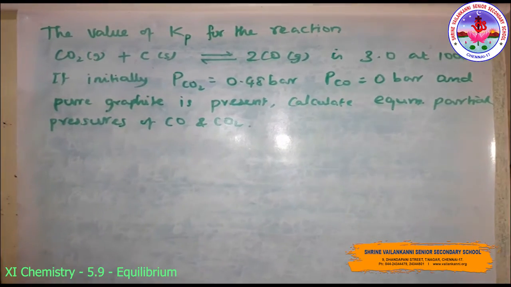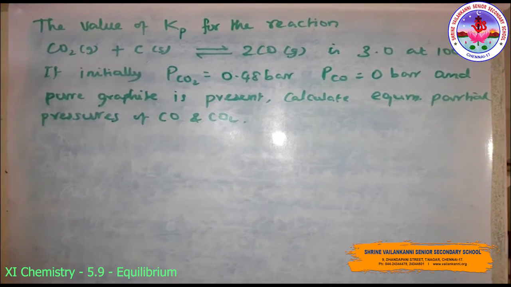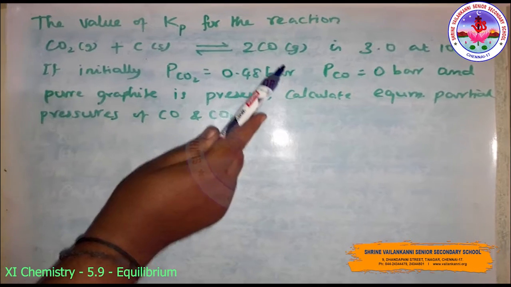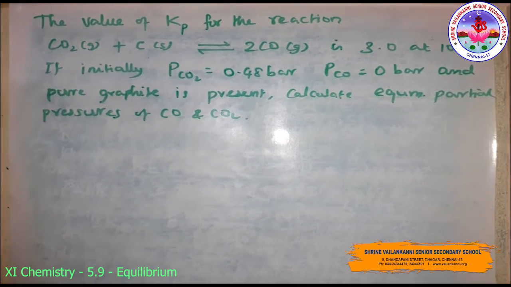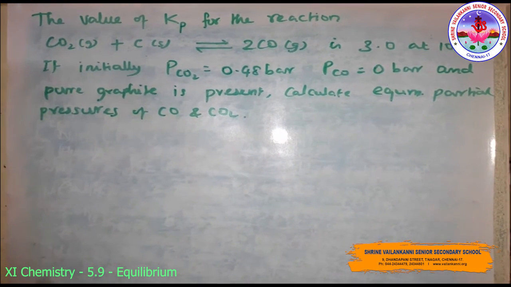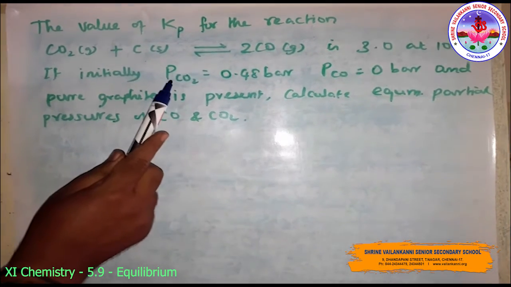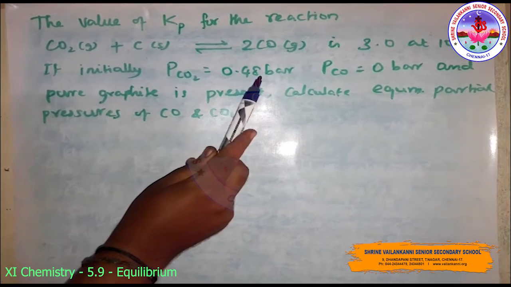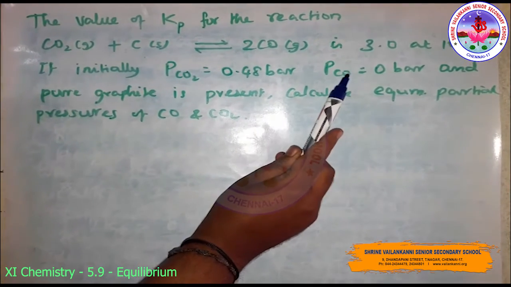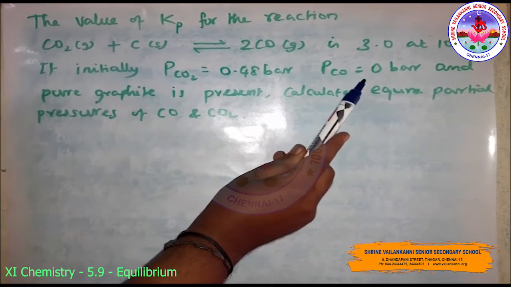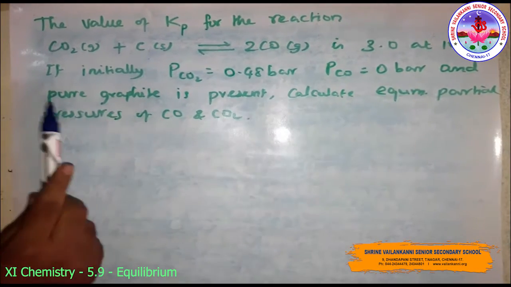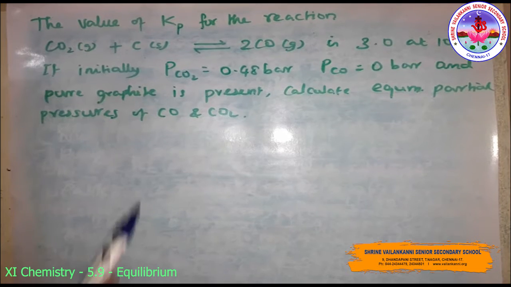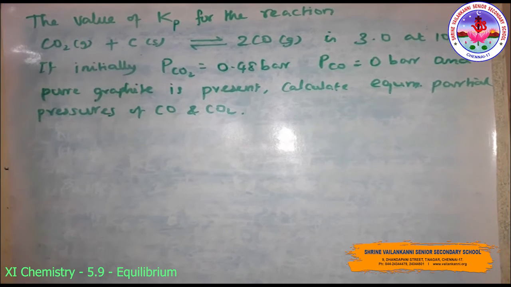See the next problem. The value of Kp for the reaction CO2 gas plus C solid gives 2 moles of CO gas is 3.0 at 1000 Kelvin. If initially the partial pressure of CO2 is 0.48 bar, for carbon monoxide 0 bar, and pure graphite is present, calculate the equilibrium partial pressure of carbon monoxide and carbon dioxide.